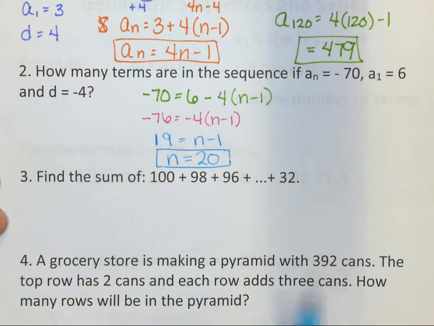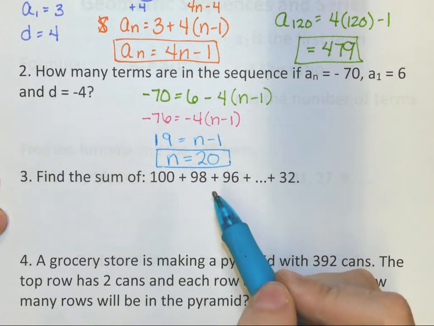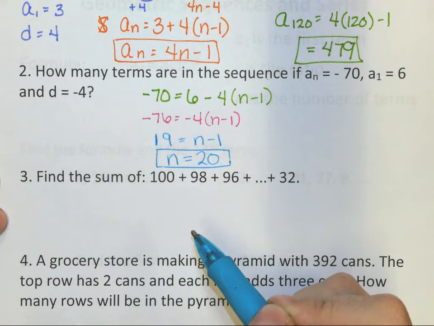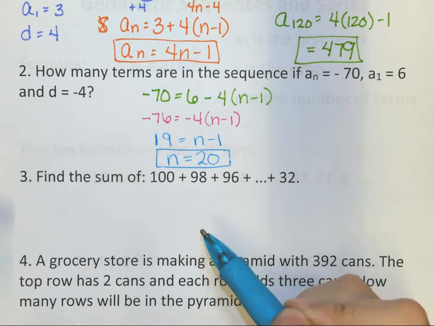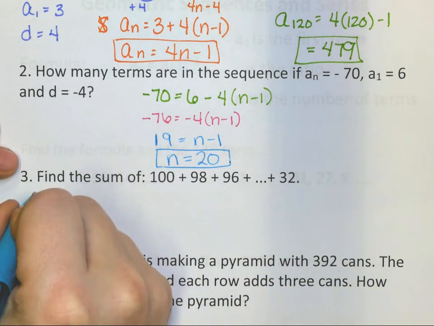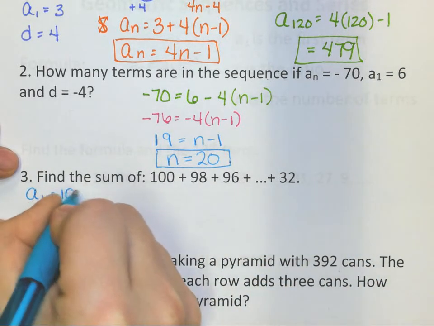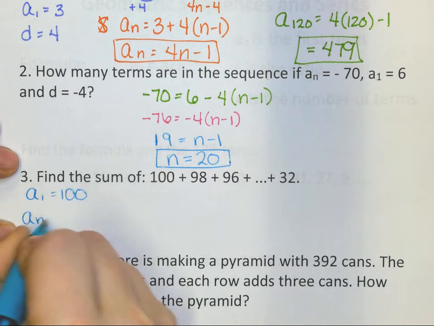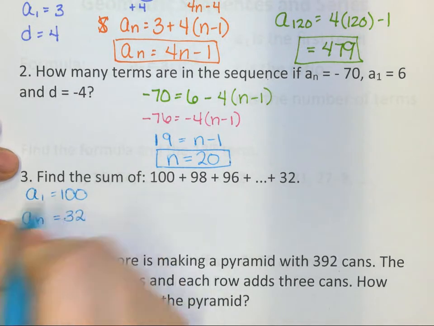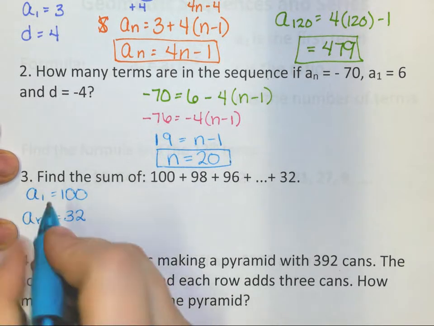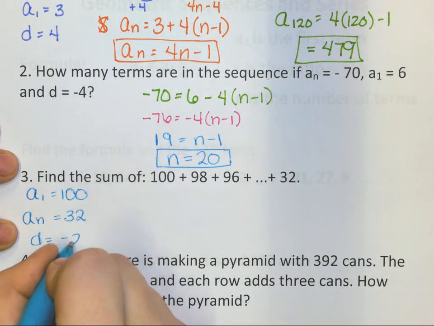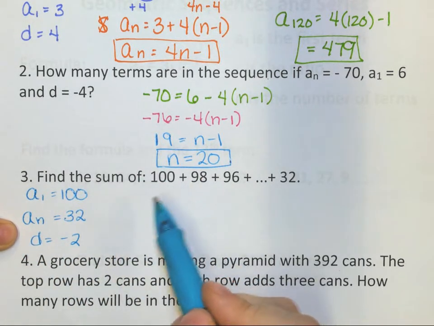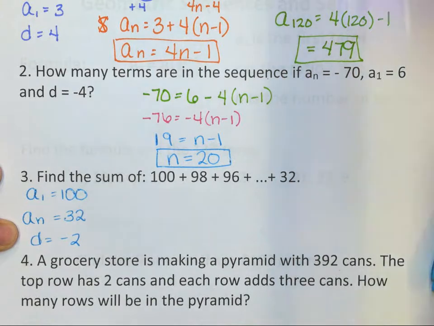Now, what's the problem on number 3? Why is this a difficult thing to do? Yeah, you don't know how many terms there are. I know that the first term is 100. I know that the last term is 32. What else do you know? D is negative 2. So before we can actually find the sum, we need to figure out what n is.